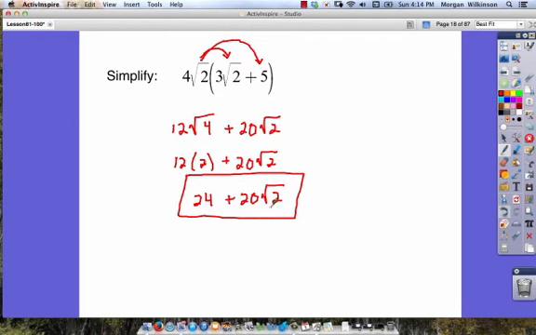We could also say 20 times the square root of 2 plus 24. Remember, order of addition doesn't matter.